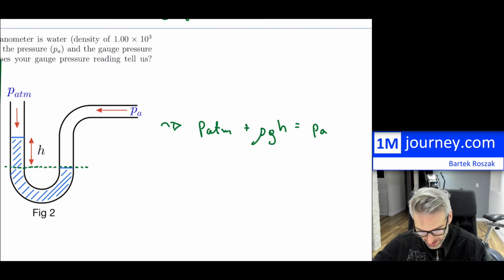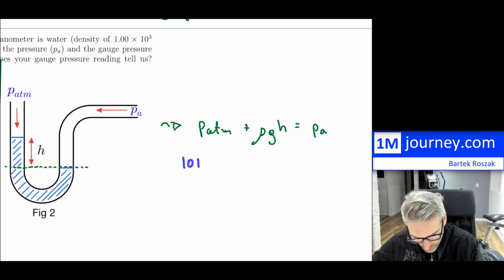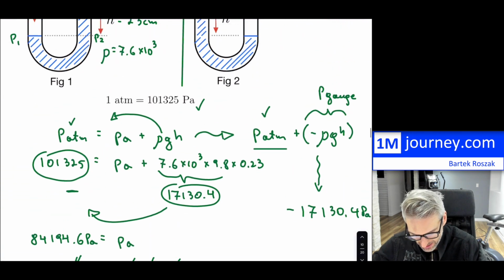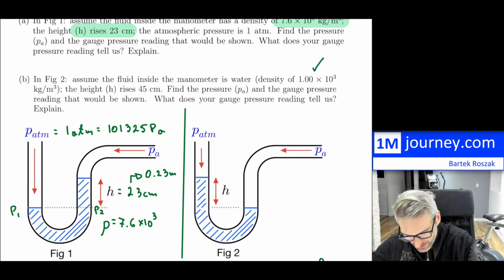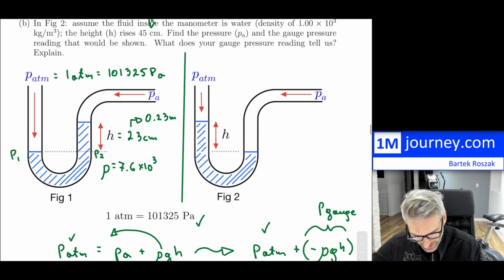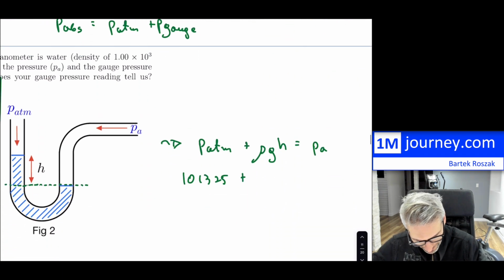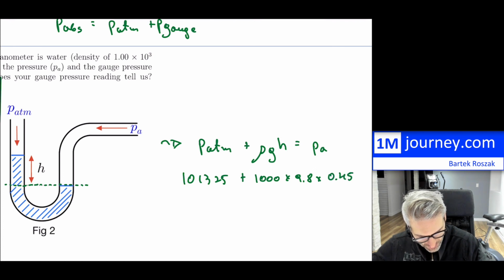Now you can punch in all the numbers. So this is 101,325, 101,325. Let me just double check. Okay, no, they changed this. They changed the density, now it looks like it's the density of water, and they changed the actual height, which is 45 centimeters. So let's do that. This is water, so 1,000 times 9.8 times the height, which is 45 centimeters, and that's going to be equal to the PA right there.